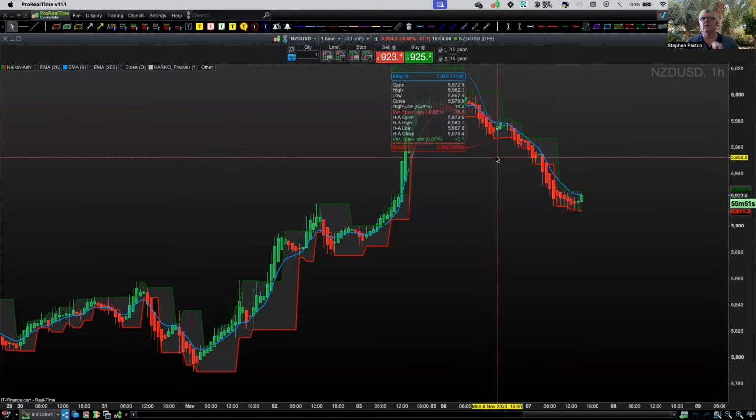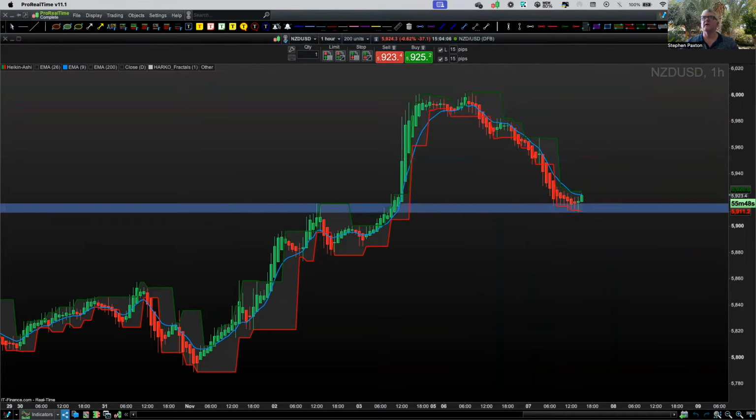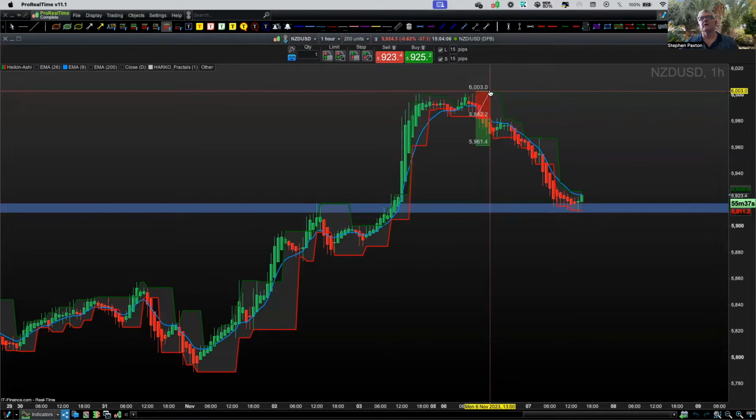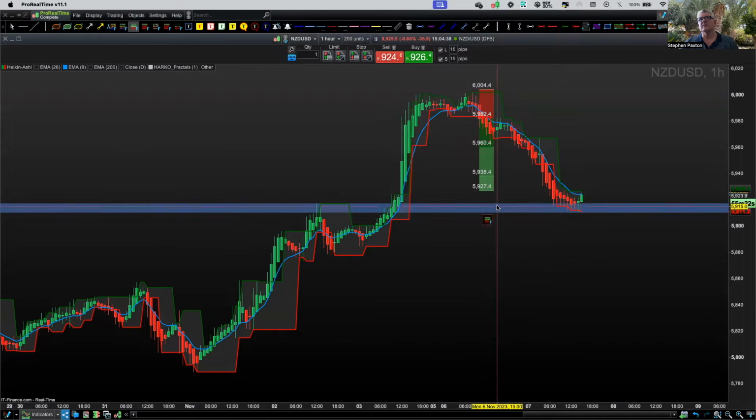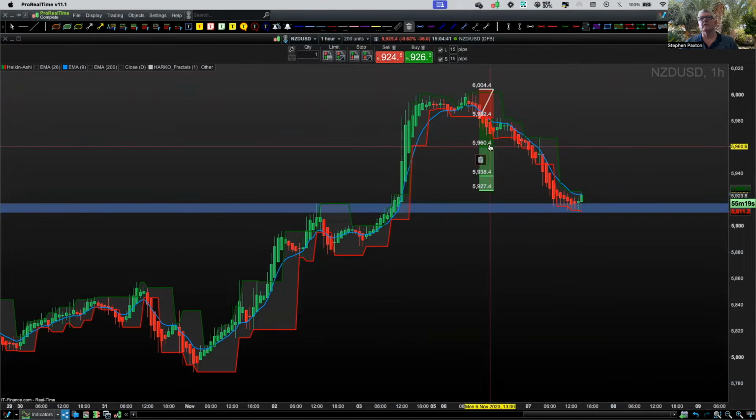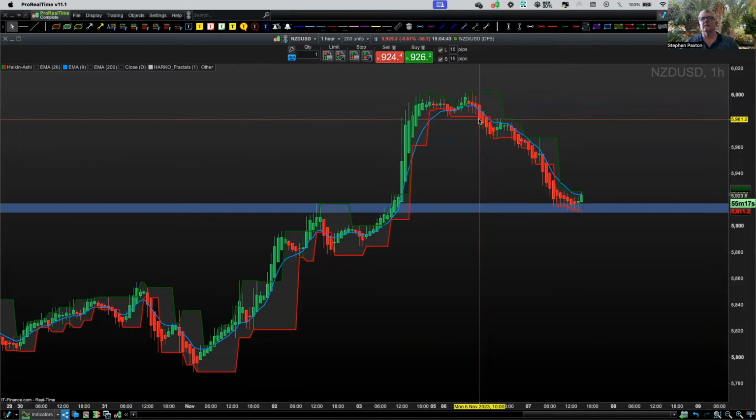But where would you take the profit if you wanted to trade this market for more than a 1-to-1? So your 1-to-1 is a break here, and there you go, 1-to-1. But if you wanted something 1-to-2, 1-to-2.5, then you need to use something else to guide you. There's lots of things you can use.